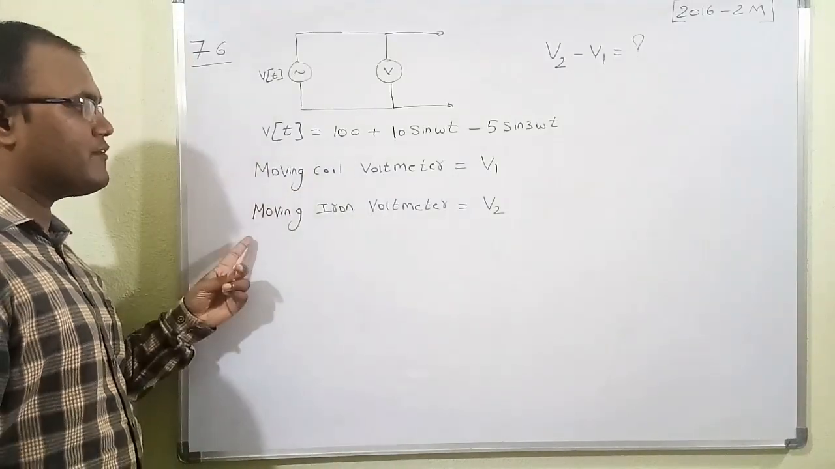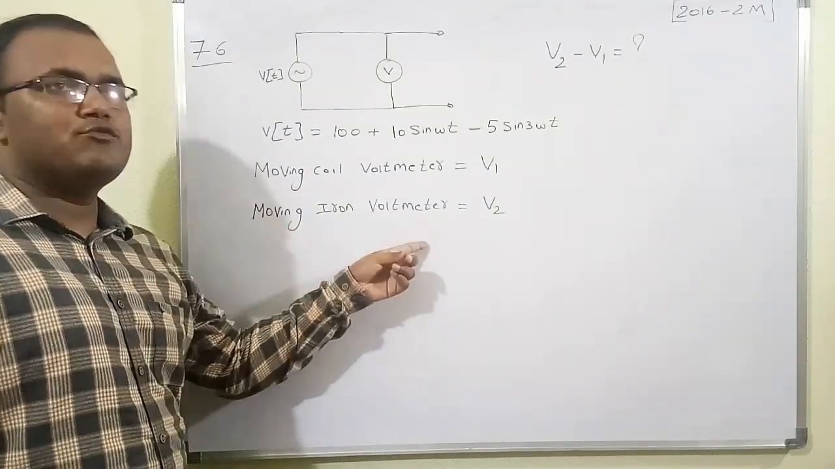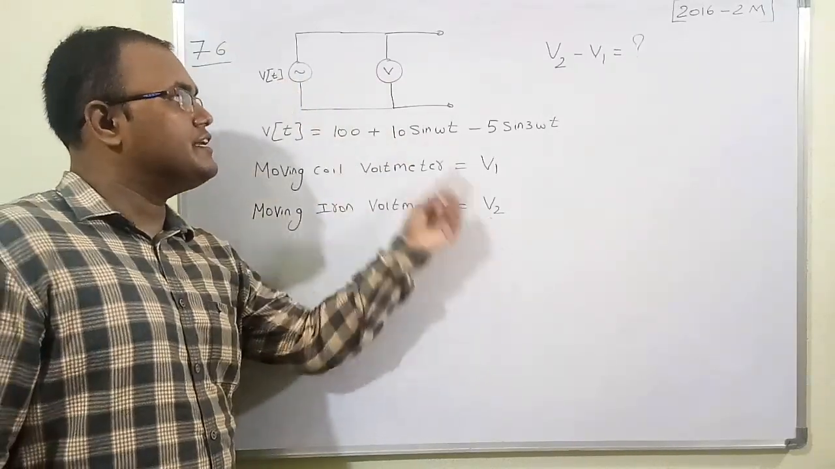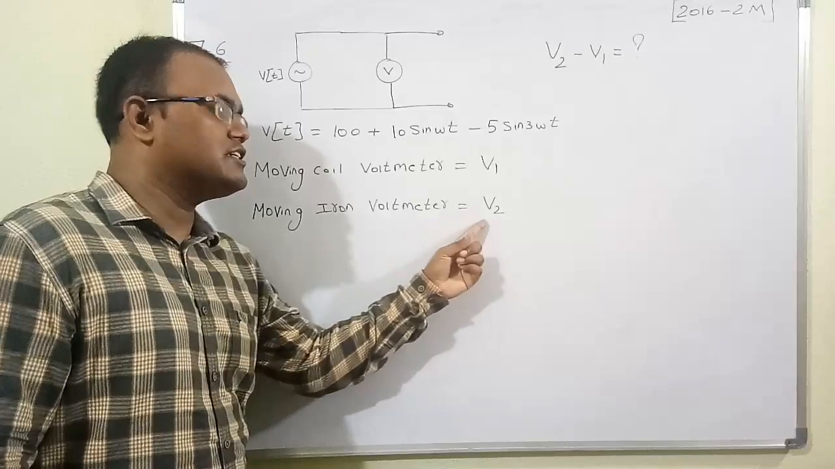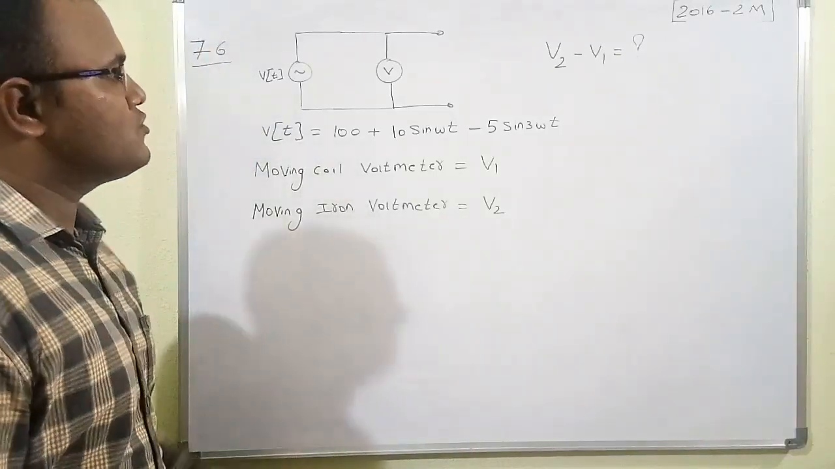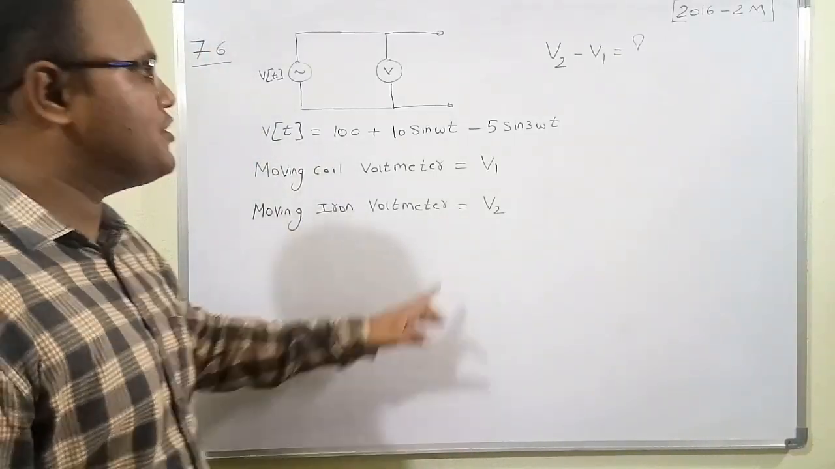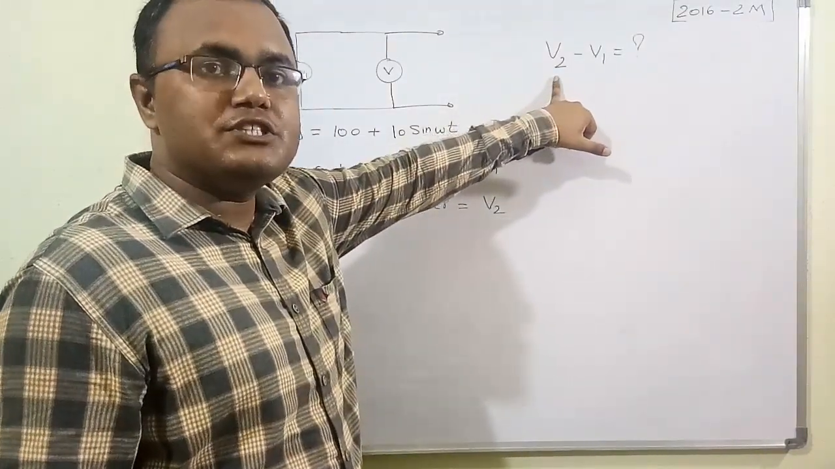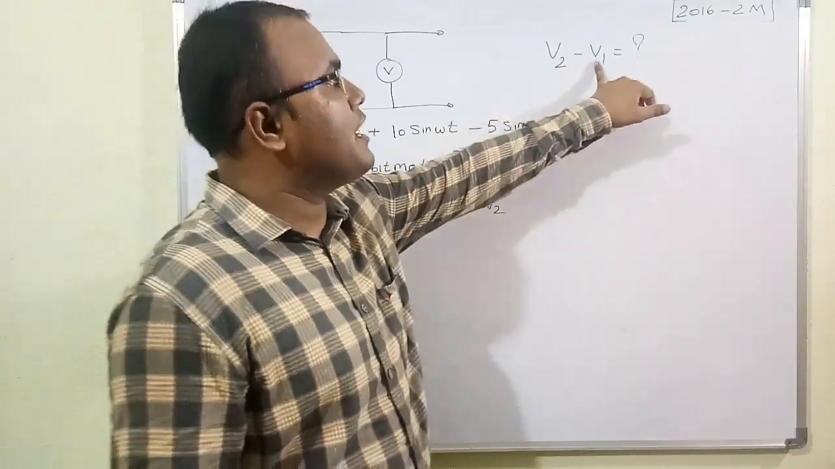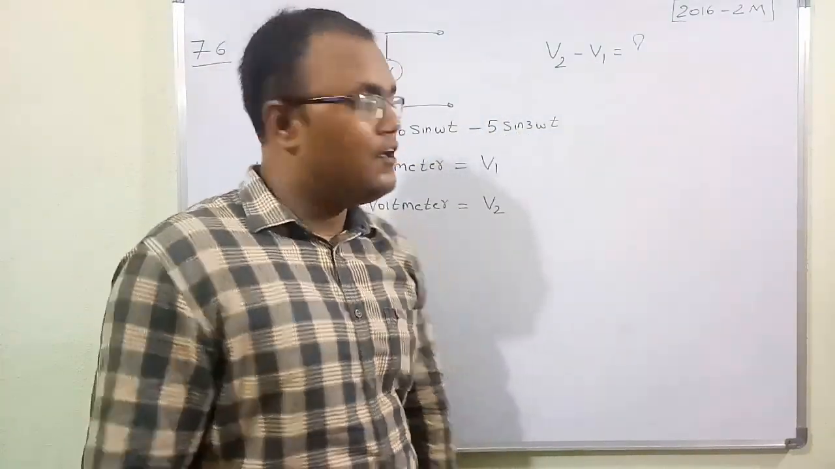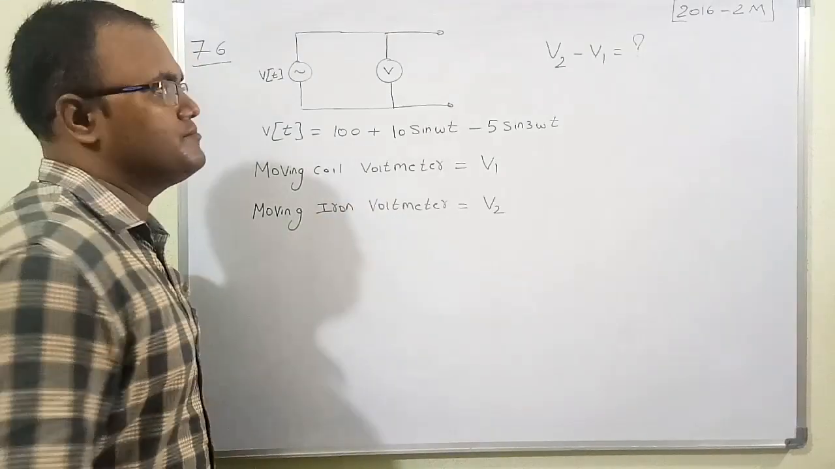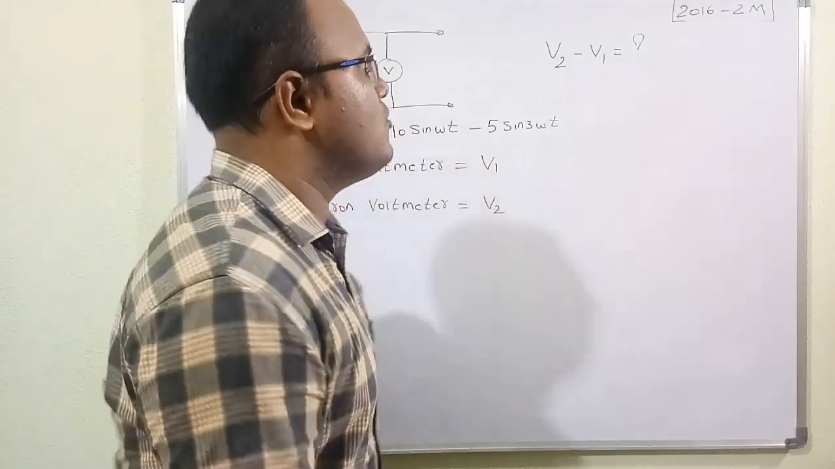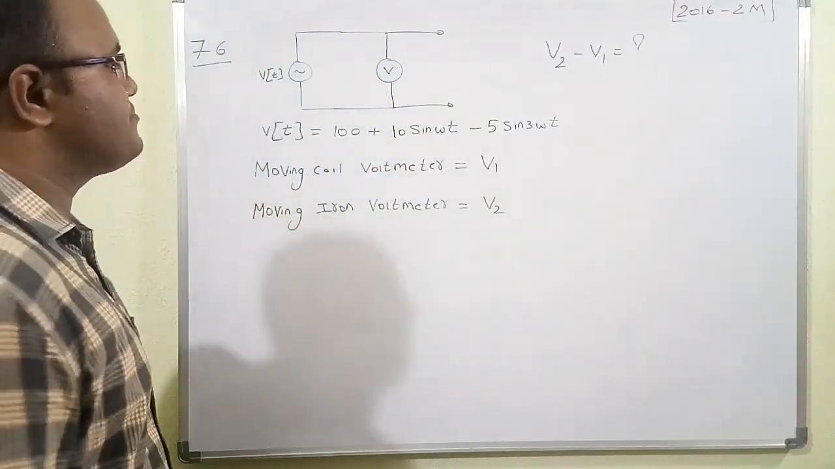In the next case, we have connected a moving iron voltmeter to measure the voltage source V of t. Then the reading by this moving iron voltmeter is V2. Our main aim in this question is to figure out the difference V2 minus V1. V2 is the voltage read by the moving iron voltmeter and V1 is the voltage measured by the moving coil voltmeter. This question was given in GATE 2016 for 2 marks. Now let's get started to solve this numerical.